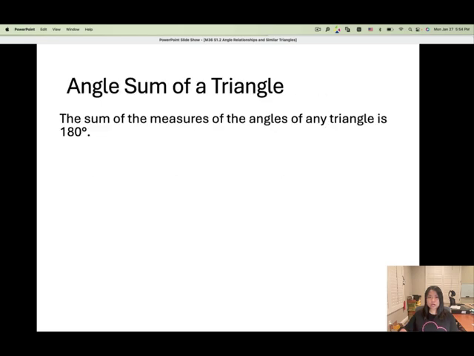Angle sum of a triangle. The sum of the measure of the angles of any triangle is 180 degrees.